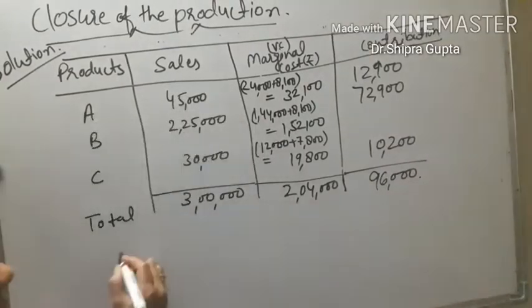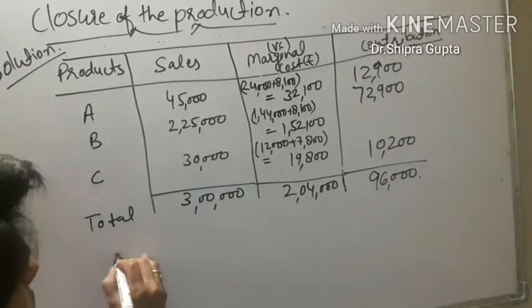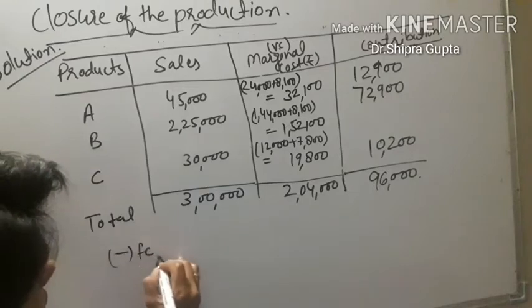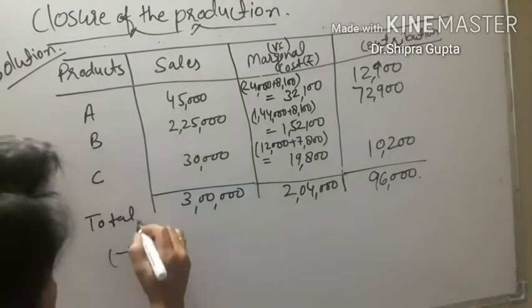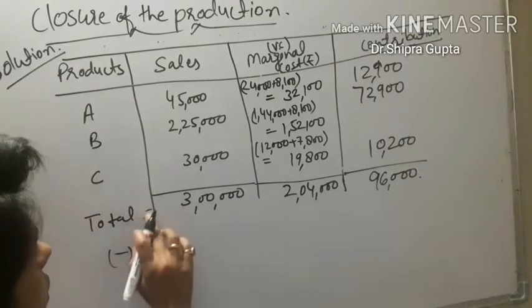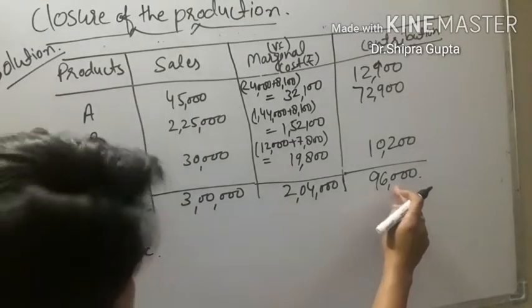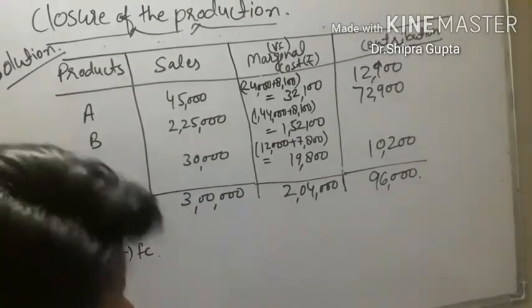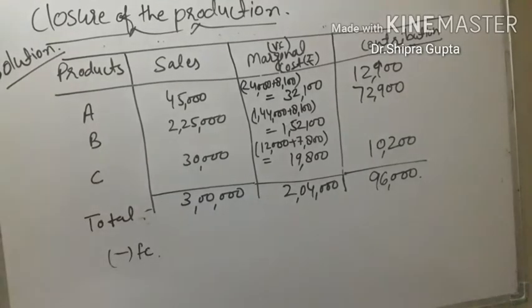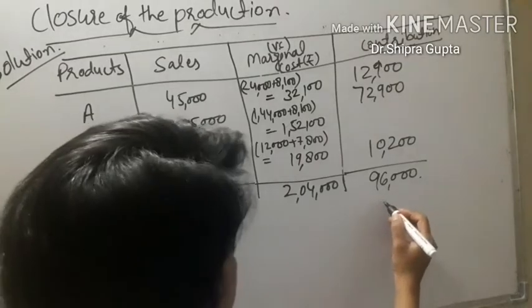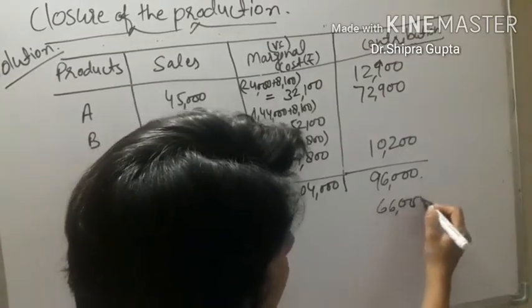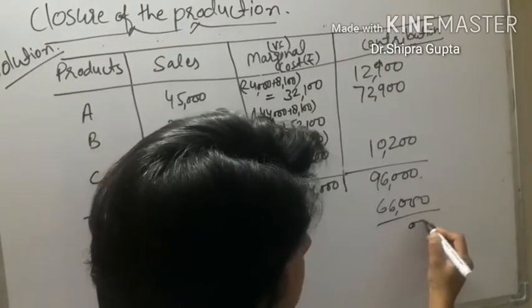Its total is 96,000, then less fixed cost. Total contribution is 96,000, then less fixed cost given 60,000 for production and 6,000 for selling and administration, that is 66,000, and we will deduct it.